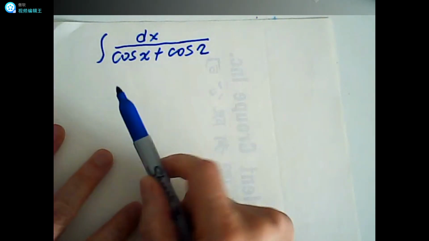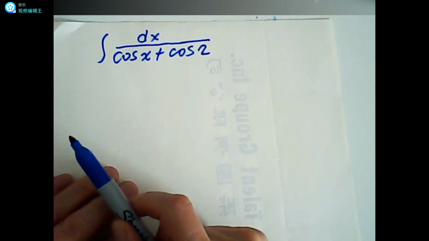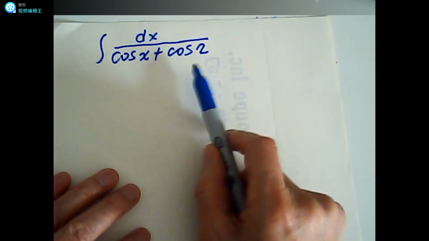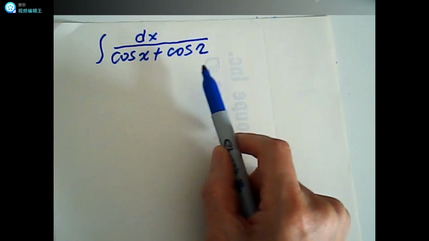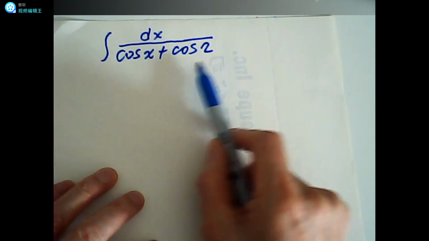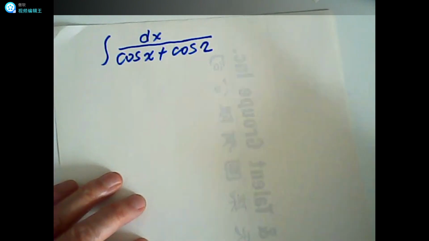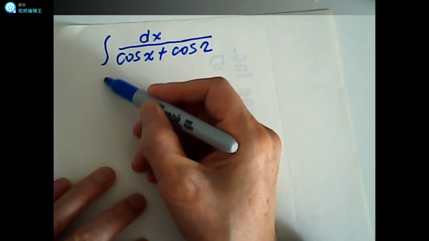Hi, we have this integral. Now this is cosine 2. This is not a nice number. That gives us a problem. If it were a nice number, that would be a different story. So let me do it this way.